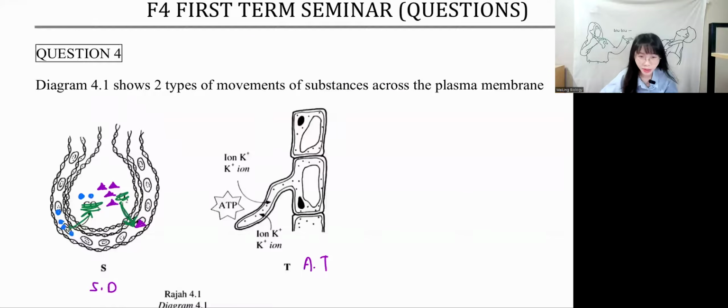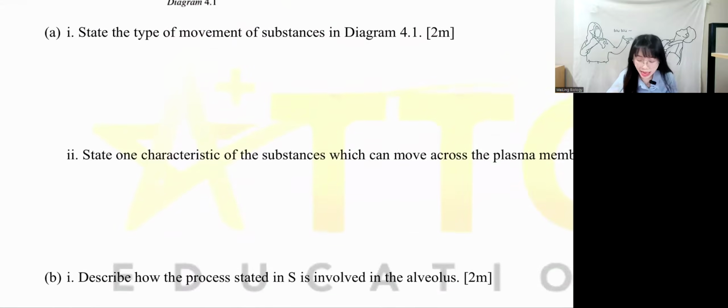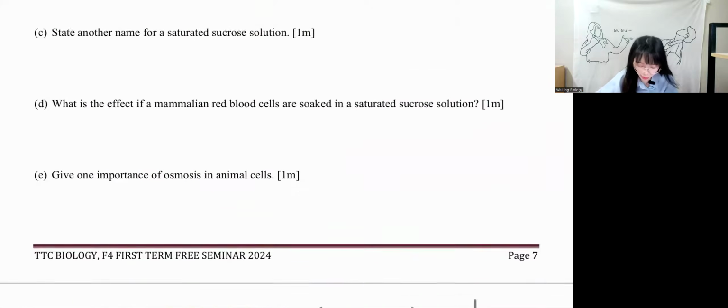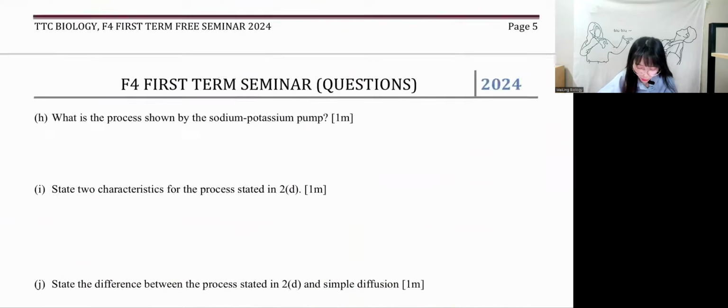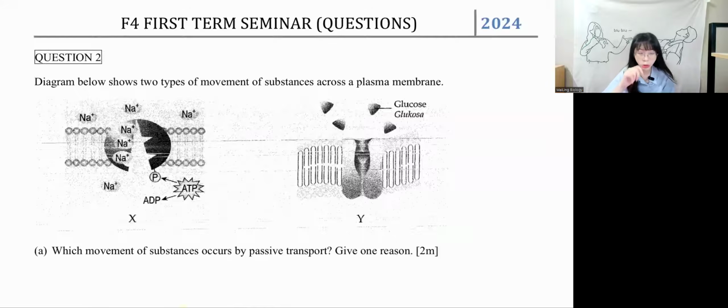So this question 4, I'm not going to do this, just for you to see. Sometimes they will also ask you to compare these two things. Because there are a lot of questions, I'm just giving you an example only. For example, this question 2, they also give you something like that. They ask you to compare between these two. If you look at these two, both of these are what protein?